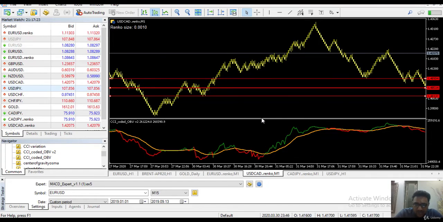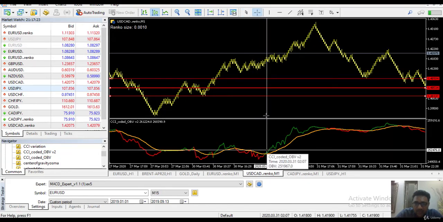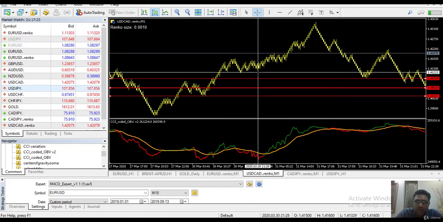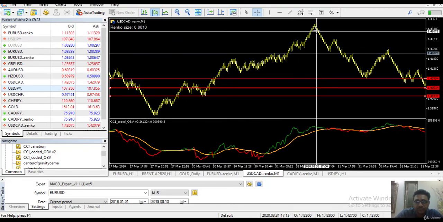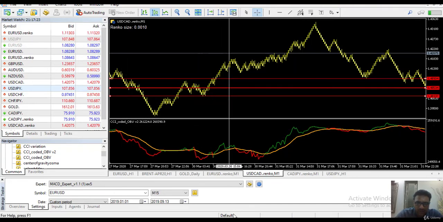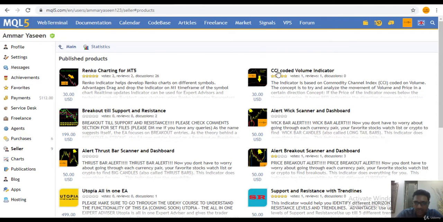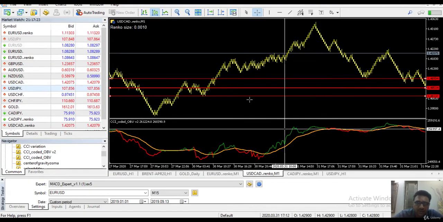So over here you can see another entry at this point and at this point, and our stop loss would have been at this area, and it would have been a very good trade. So you can use any indicators you want. This indicator is also in my profile. You can check this out, the CCI coded volume indicator. It's a very good indicator, and you can just get it from my website, or you can also use any other indicator, like a moving average.